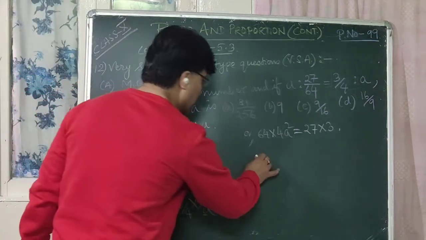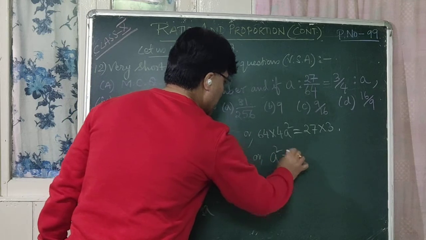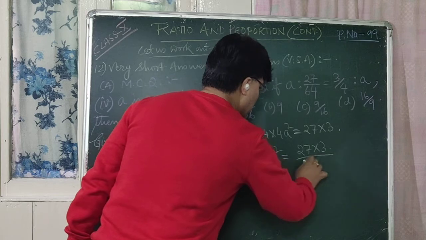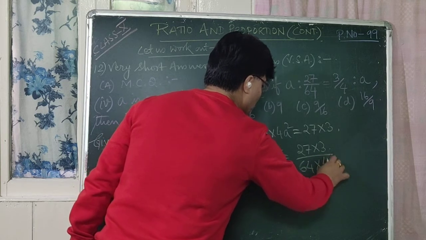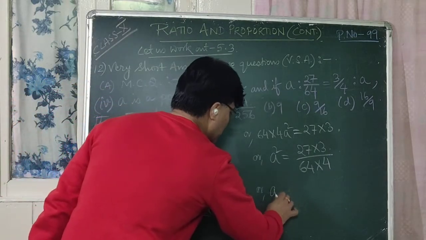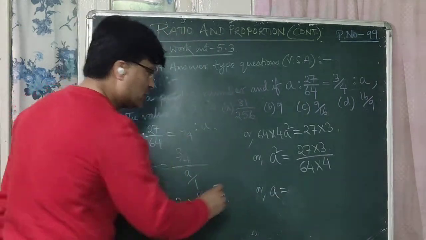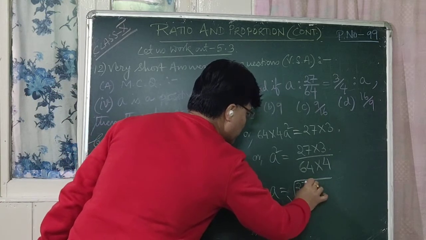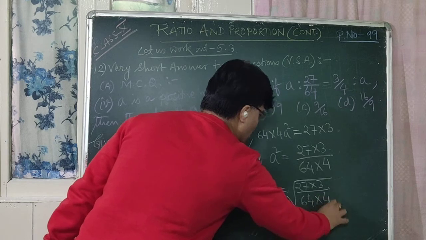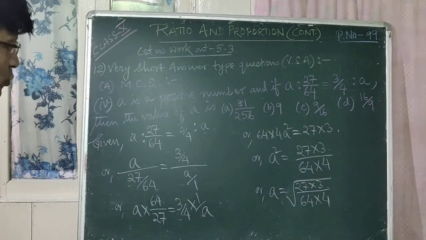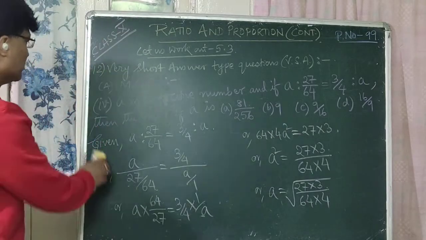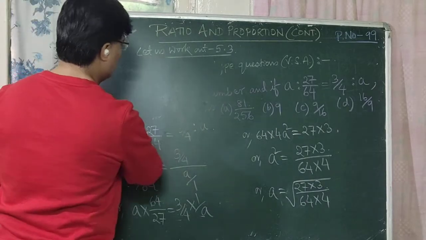What is the value for a square? That is a square is equal to 27 into 3 divided by 64 into 4. Is that clear? So what is the value for a now? So a is equal to the square root of 27 into 3 divided by 64 into 4. Now we have to find out the square root of 27 into 3 divided by 64 into 4. So let us simplify it further.